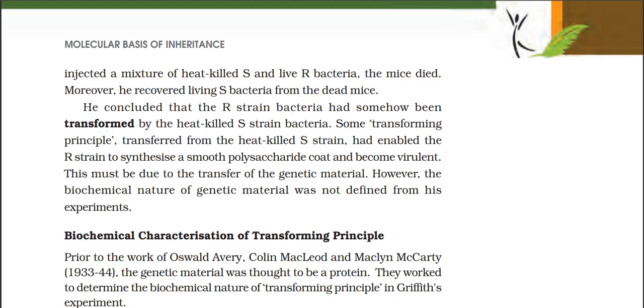Some transforming principle, transferred from the heat-killed S strain, had enabled the R strain to synthesize a smooth polysaccharide coat and become virulent. This must be due to the transfer of the genetic material. However, the biochemical nature of genetic material was not defined from his experiments.